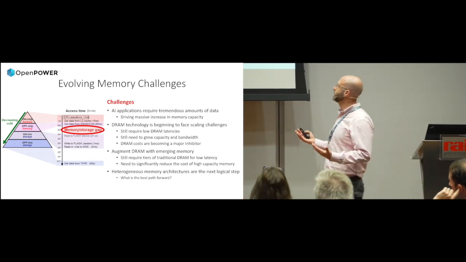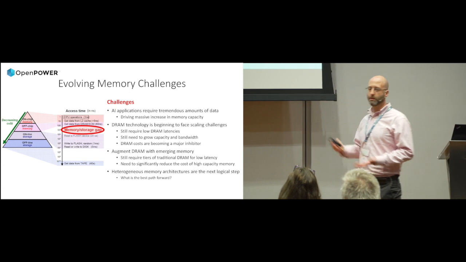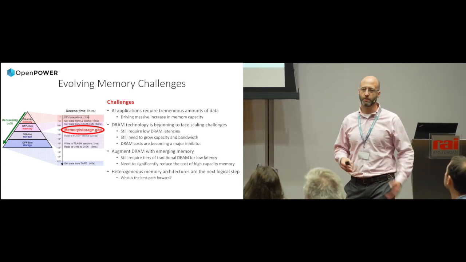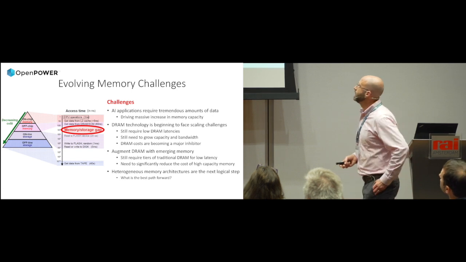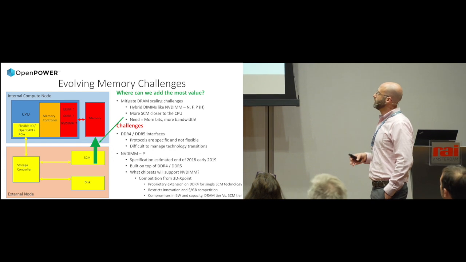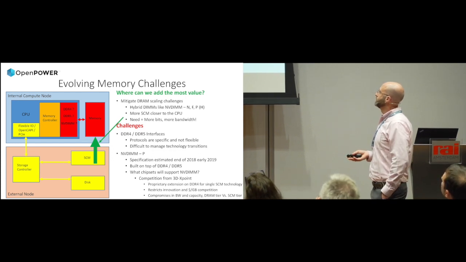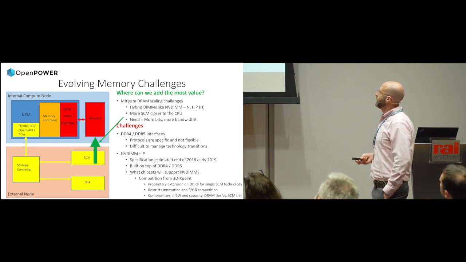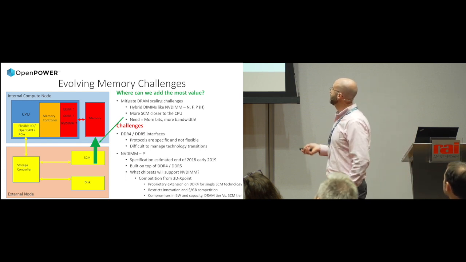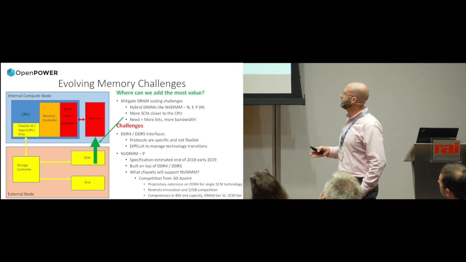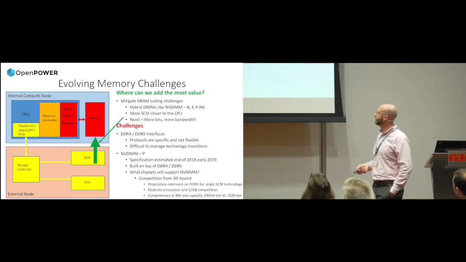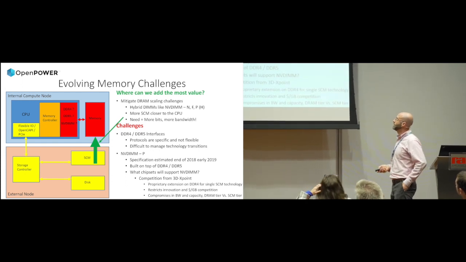So what we have to start doing now is augmenting your DRAM devices, much like we've been starting to augment all of our processors with GPUs and things like that. So now we have to augment the DRAM with emerging memory technology, right? You're still going to require different tiers for DRAM for low latency. So the idea here is to significantly reduce the cost of your high capacity memory, right? So heterogeneous memory architectures are the next logical step. So how do we get there? What's the best path forward?